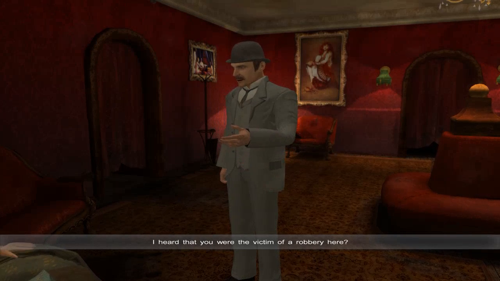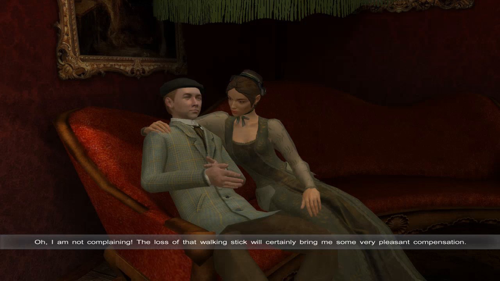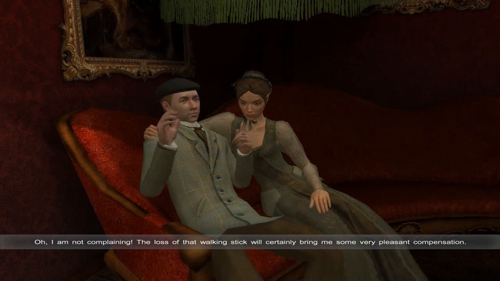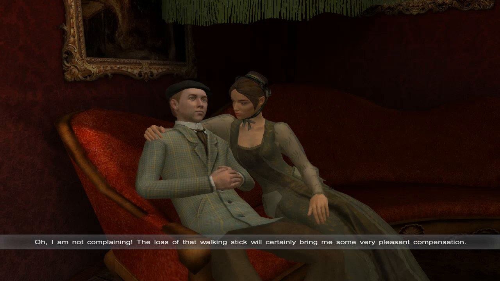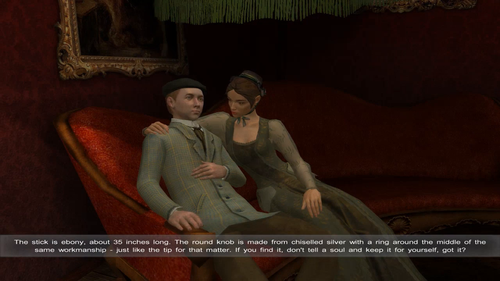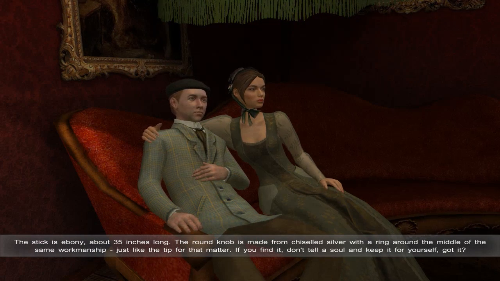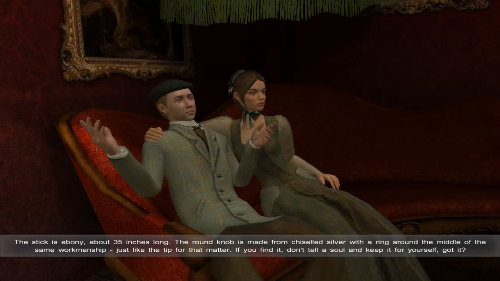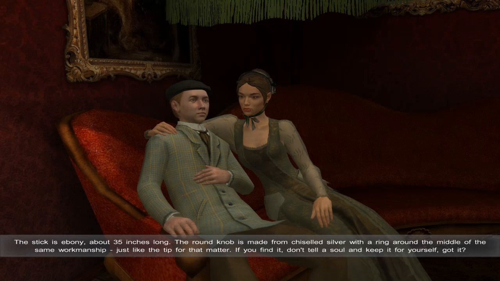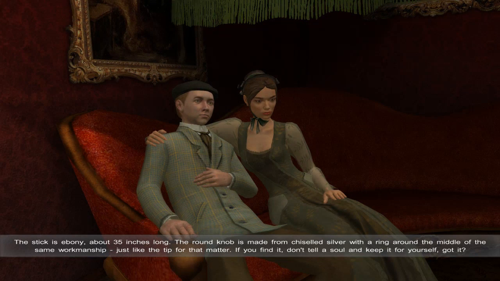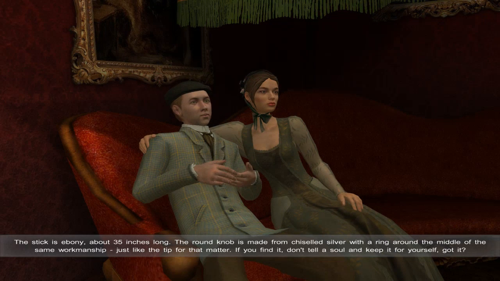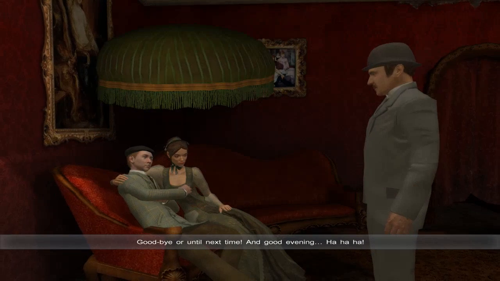I heard that you were the victim of a robbery here. Oh, I'm not complaining. The loss of that walking stick will certainly bring me a very pleasant compensation. What does your cane look like? The stick is ebony, about 35 inches long. The round knob is made from chiseled silver with a ring around the middle of the same workmanship, just like the tip, for that matter. If you find it, don't tell a soul. Keep it for yourself. Got it? Well, goodbye, sir. Goodbye.